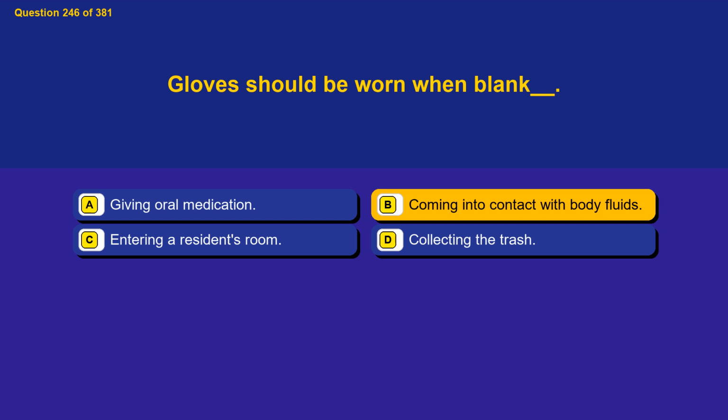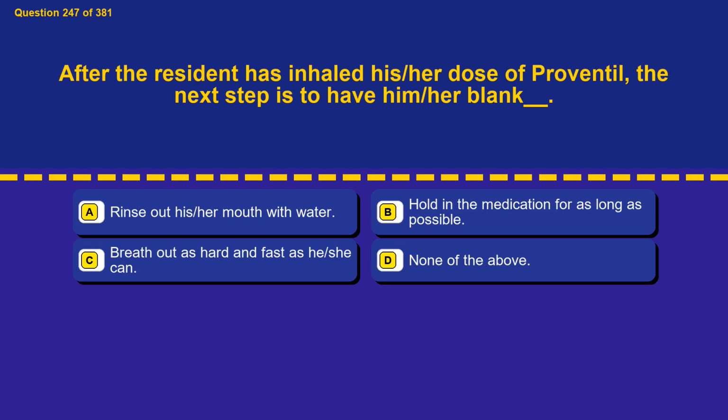The correct answer is option B, coming into contact with body fluids. Question 247. After the resident has inhaled his/her dose of Preventil, the next step is to have him/her blank blank. Option A, rinse out his/her mouth with water.